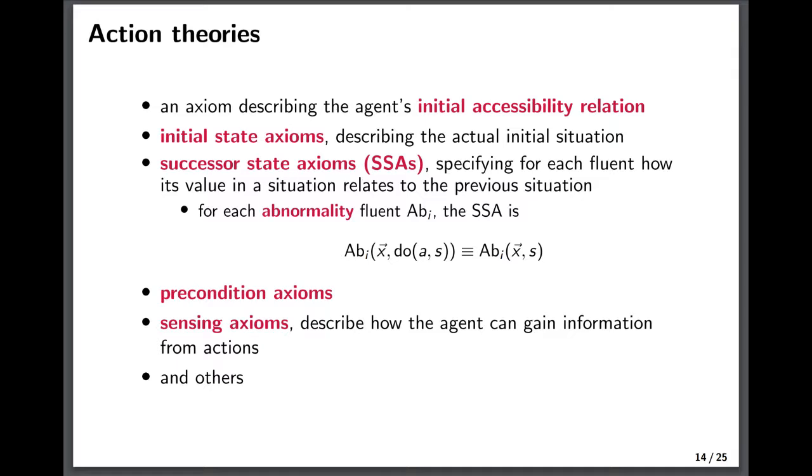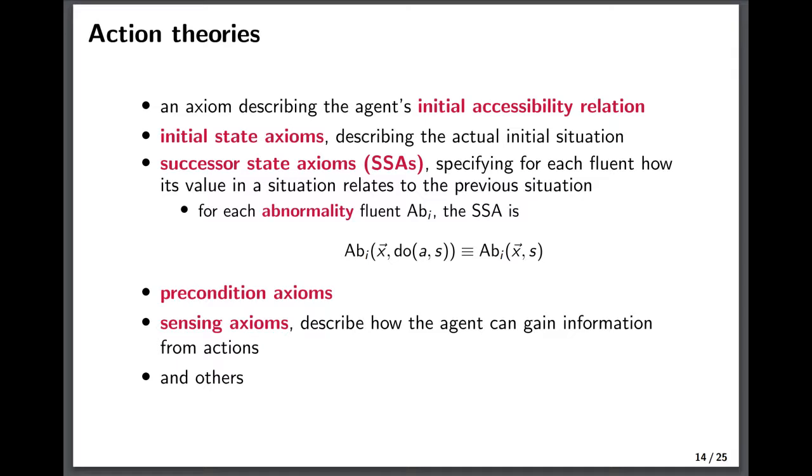So, in the action theories we're considering, there needs to be an axiom describing the initial accessibility relation. We also have the standard sorts of situation calculus axioms. There are initial state axioms describing the actual initial situation, and successor state axioms, or SSAs, specifying for each fluent how its value in a situation relates to the previous situation.